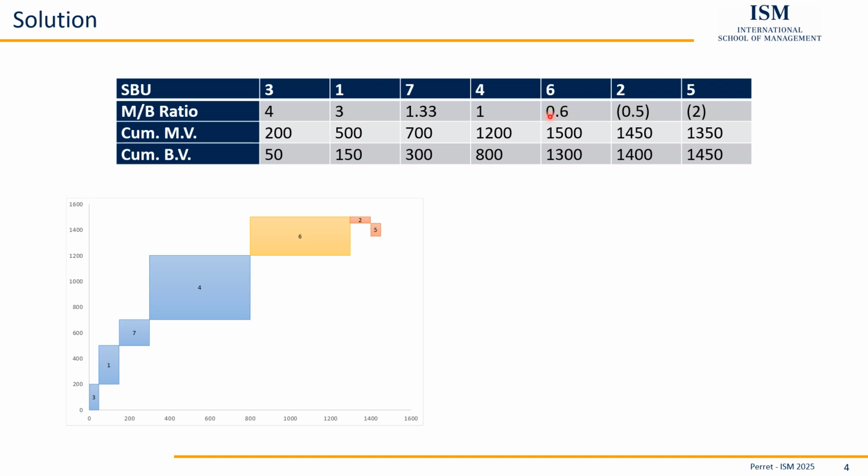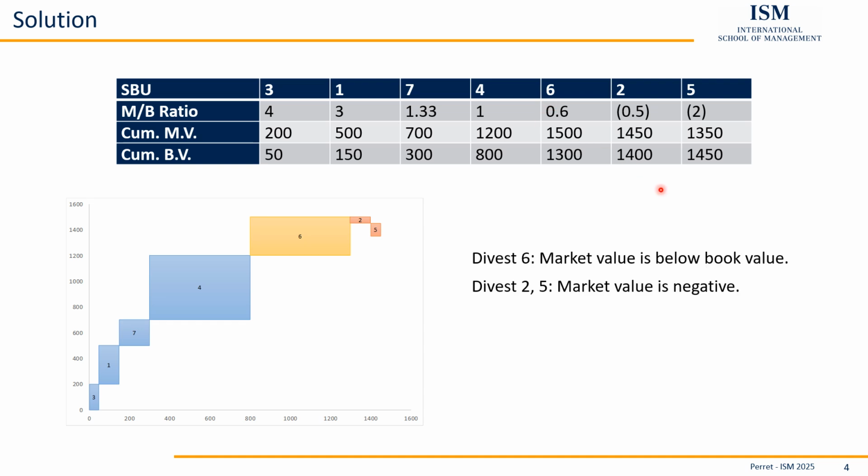And that's why they also do not make sense for me, because in this case, it's no longer as efficient, as beneficial as it supposedly should be. So I divest in the 6 as well, for the reason here that market value is lower than book value. And that's basically those two situations here. 6, divest because market value is below book value, and 2 and 5, divest because market value is negative.